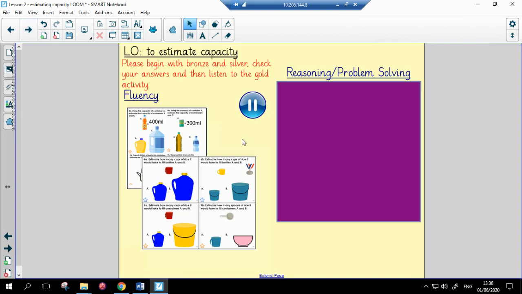Now, you may begin on the bronze and silver activities that are on the school website. When you've completed those, you can mark them, check that you've done well with your estimating. When you've marked, please listen to the gold explanation before moving on.